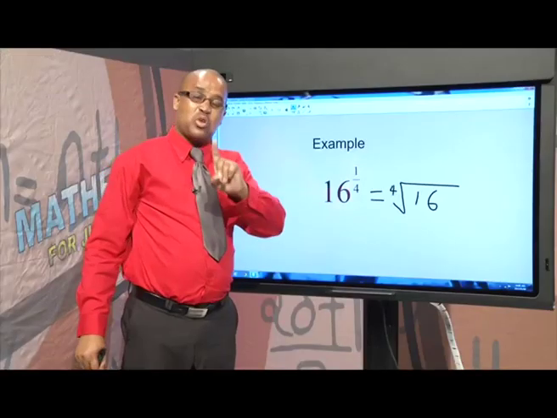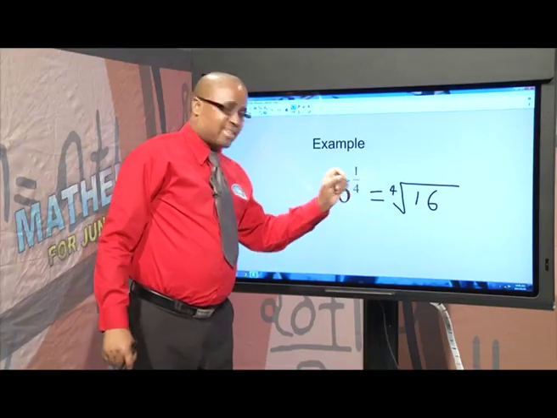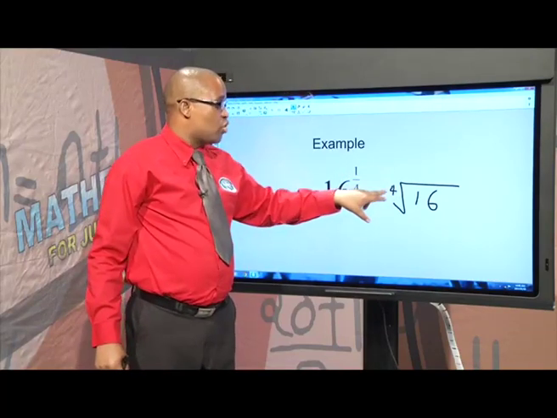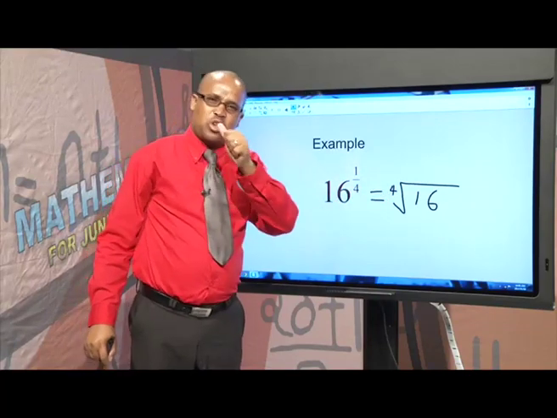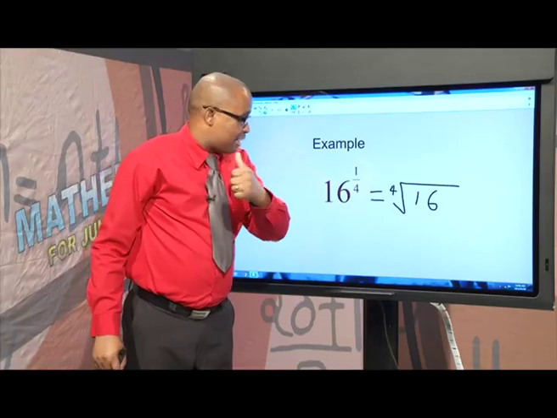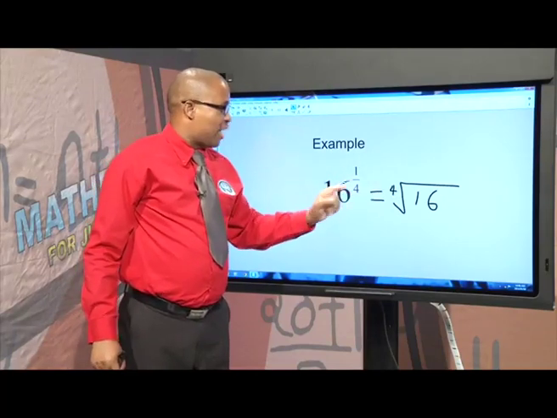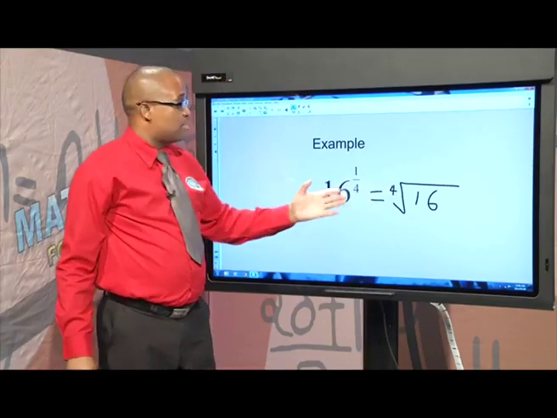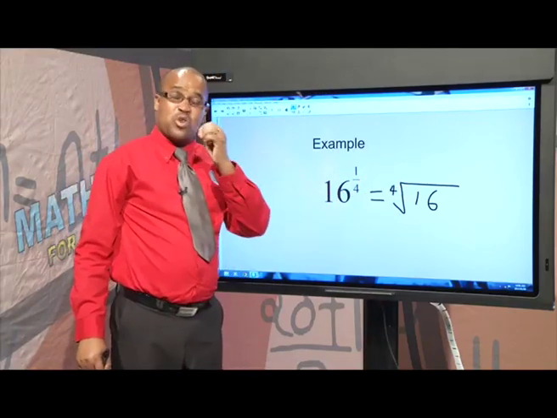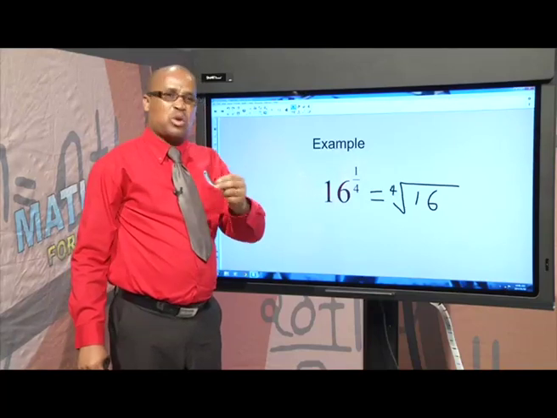The only time where you don't write the nth term is when you are actually taking the square root. That's when you get a 2, and you don't write the 2. But when you are looking for the cubed root, which is a 3, you write it. When n is equal to 4, like in this case, you write the 4. So this is simply saying the 4th root of 16. Find a number such that when you multiply that number 4 times, you are going to get 16.